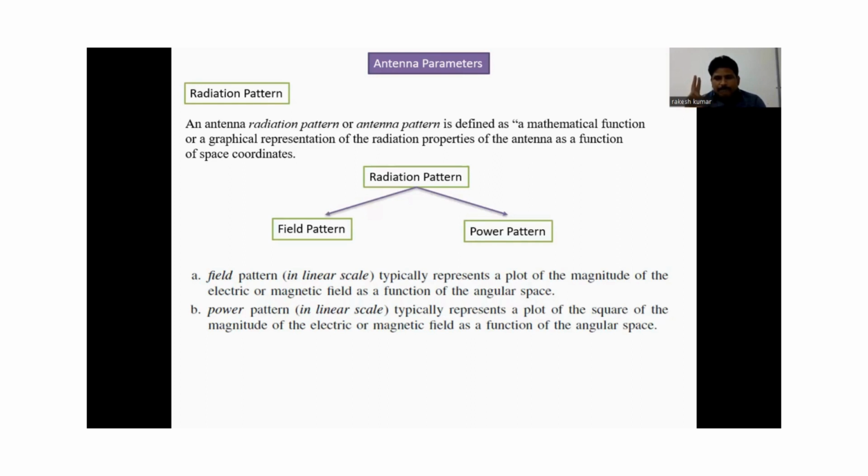Coming to the field pattern, the three-dimensional field pattern can be divided into two-dimensional plots called the vertical plane and the horizontal plane. The vertical plane is also called the E plane. The horizontal plane is also called the H plane. Once again, any field pattern which is three-dimensional can be converted into two-dimensional plots called the E plane and H plane. The E plane is nothing but the vertical plane. The H plane is nothing but the horizontal plane.